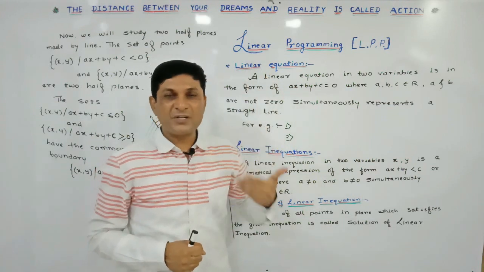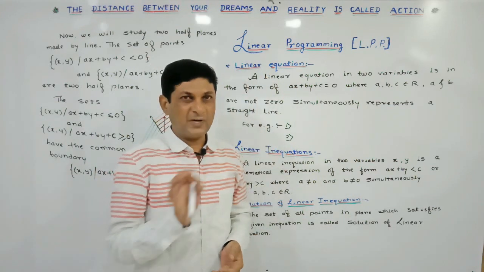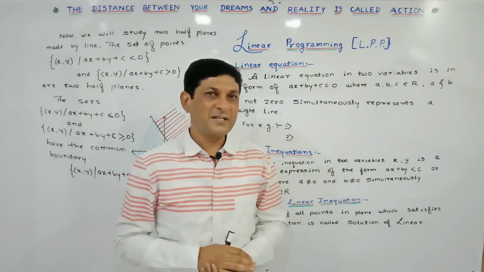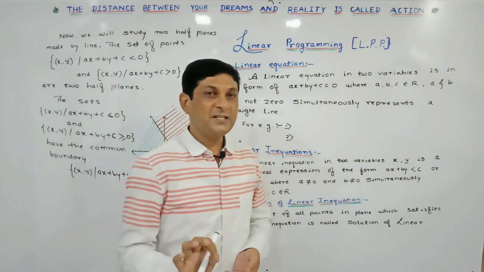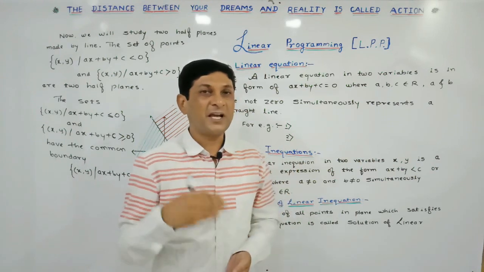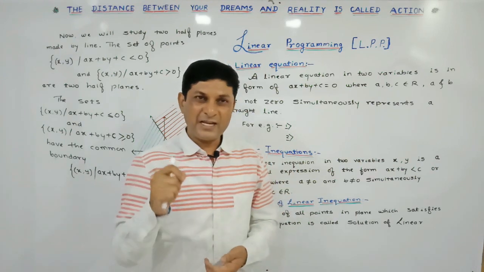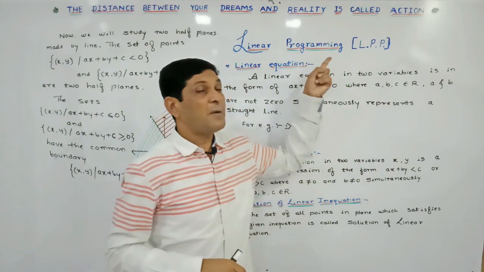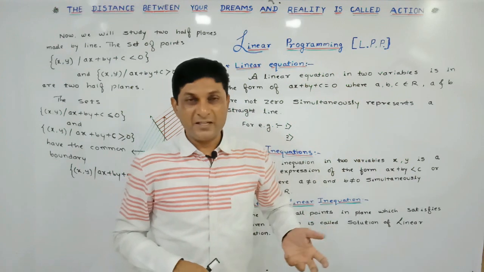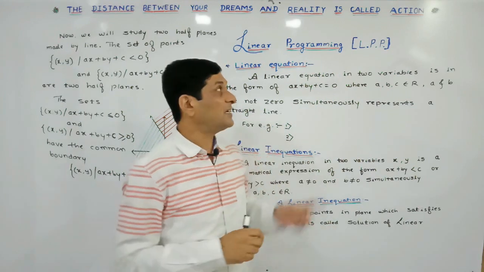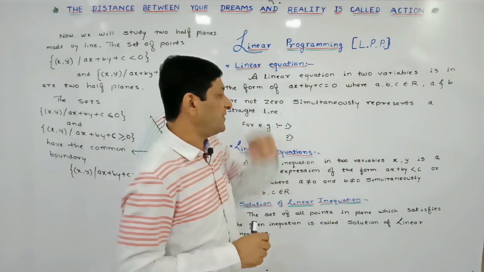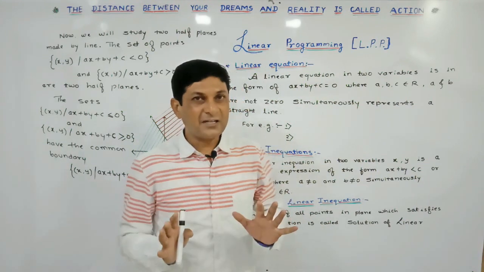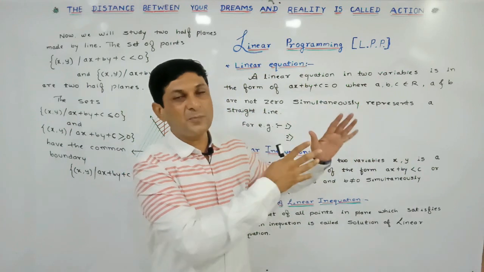Linear. Already you have studied about linear equation in one variable and linear equation in two variables since 8th standard, isn't it? When is an equation called linear? If its degree is 1. Degree means what? Highest power of the variable is 1. At that time the equation is called a linear equation. And programming means what? Planning. If the planning is done with the help of linear equations or with the help of linear inequations, at that time it is called linear programming.